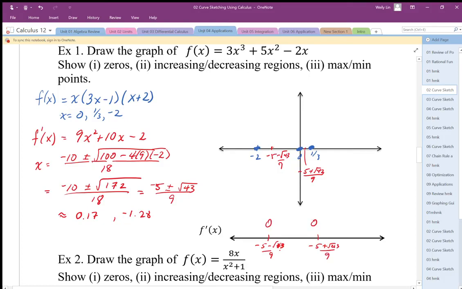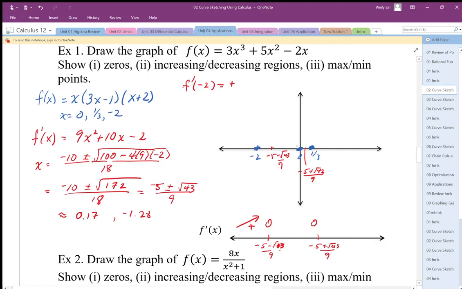We can do our slope tests. So I'm going to test the slopes. I'm just going to plug into my derivative, f prime. I'm going to test a point to the left here at negative 2. When I plug into my slope formula, okay, I'm going to end up with 9 times positive 4 minus 20 minus 2. Well, that's going to be positive. That means I have a positive slope on this side of my zero. Okay, so it's going to go up in this region right here. Okay, it's going to be going up here.